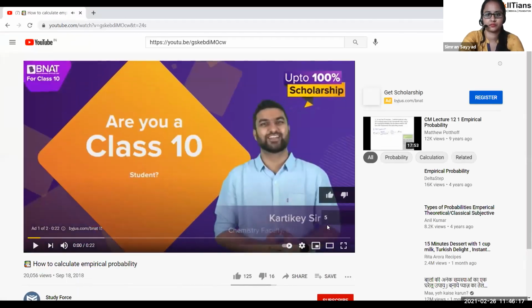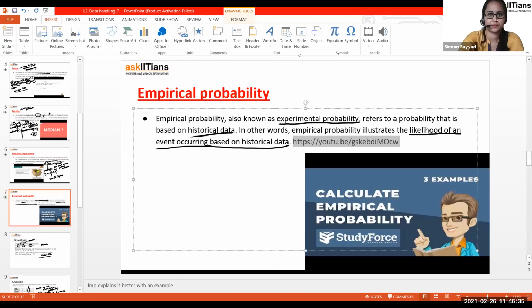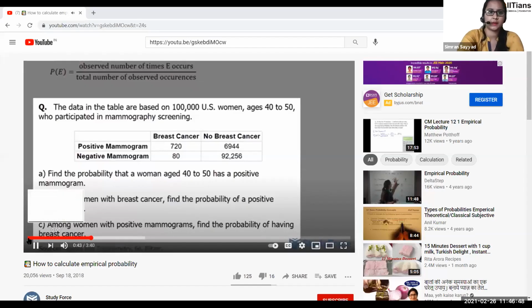Are you a class student preparing for the JEE or NEET? Understand your application and retention Yeah. probability of events. Probability of E is shown here. Take a look at the observed number of times it occurs over the whole. I have to share the. The data in the table are based on 100,000. Yeah.